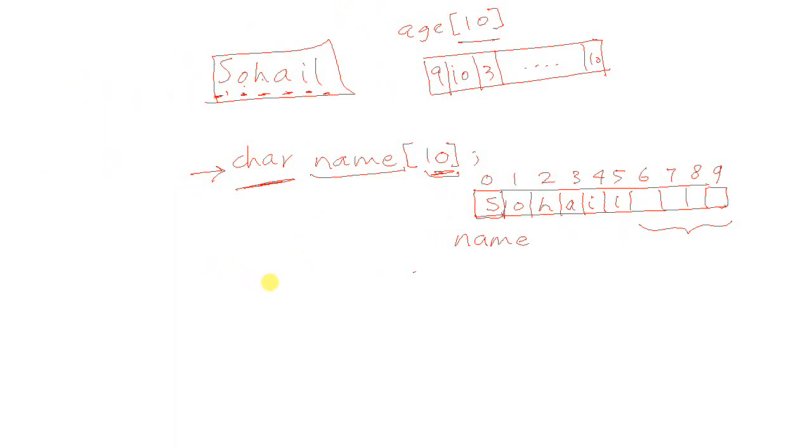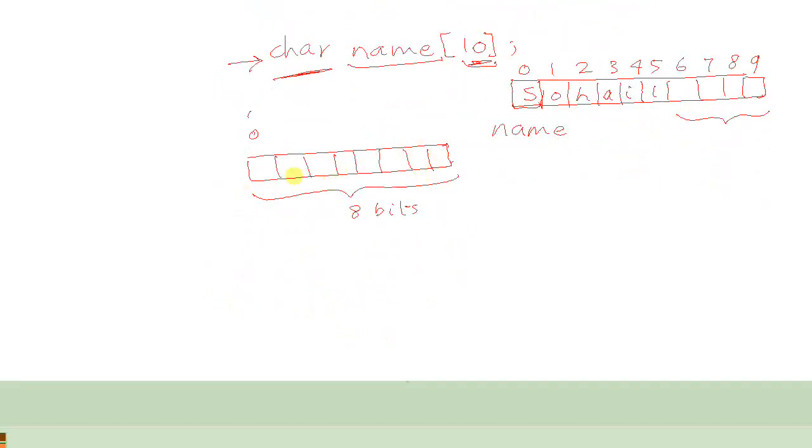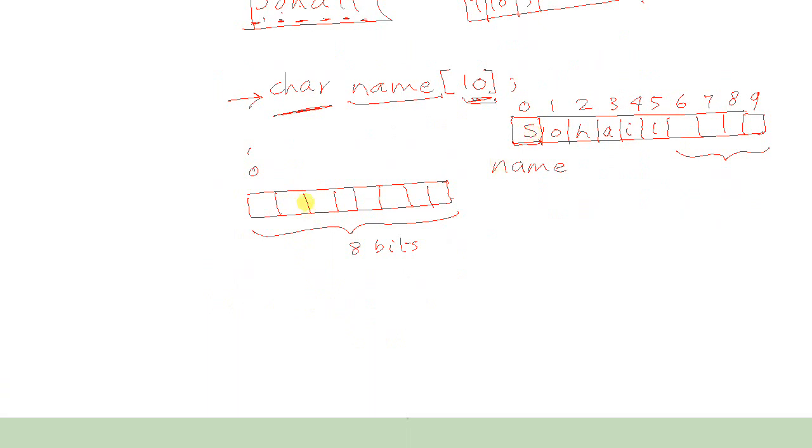If you haven't watched that tutorial, I would recommend that you watch it. The title of the tutorial is binary number system. So a memory is a sequence of bytes. Each byte is 8 bits. Each bit is either 0 or 1. So this is 1 byte, 8 bits, and 1 character can be stored in 1 byte.